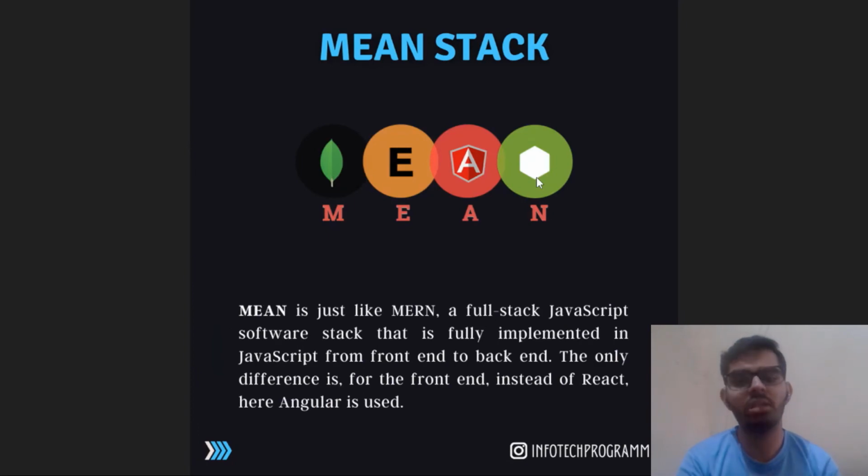And then we have the MEAN stack. What is the difference between MEAN and MERN? In MERN there was R for React and in MEAN there is A for Angular. You can see it here. It is also used for the same things. Instead of React, Angular is used.